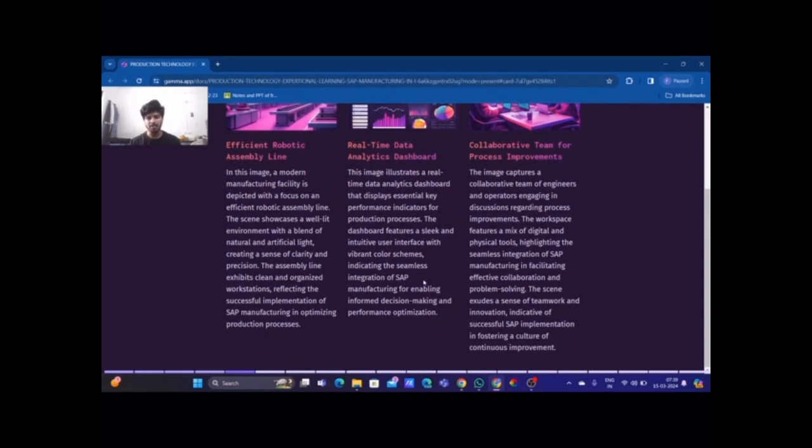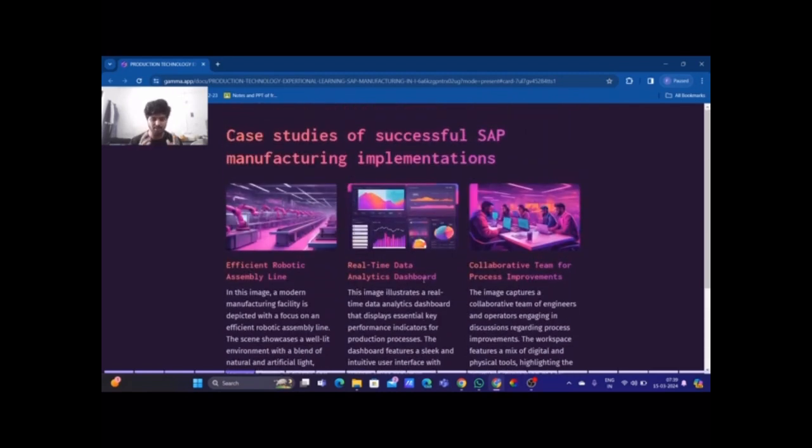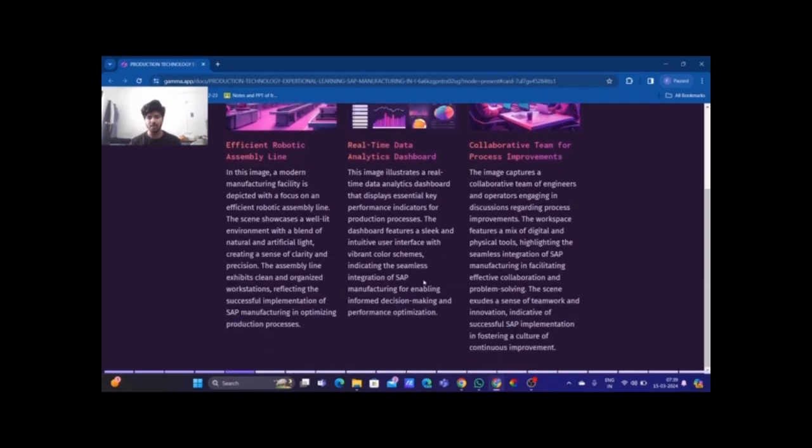In this, as you can see, the team management are discussing what product to be more used, according to SAP manufacturing, and the team of engineers will operate and discuss regarding the improvements. So how to improve the product based on the demand.